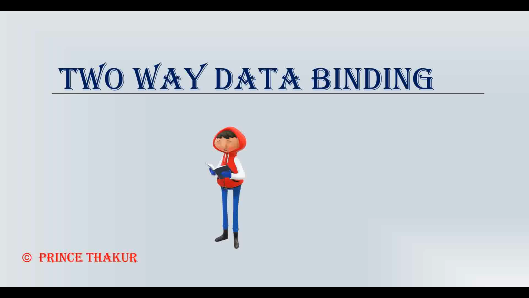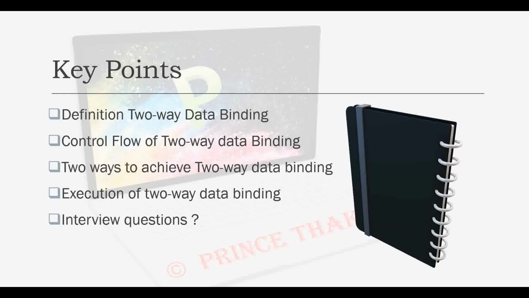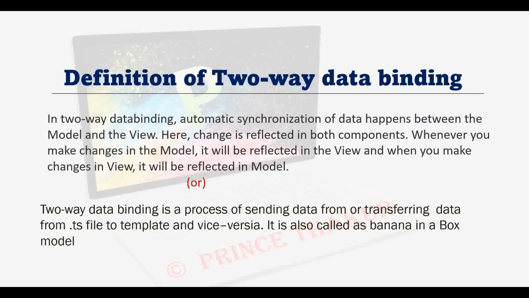In two-way data binding, I will cover some key points: the definition of two-way data binding, the control flow for two-way data binding, two ways to achieve two-way data binding and its execution, and at last interview questions based on two-way data binding. So first we will see the definition of two-way data binding.